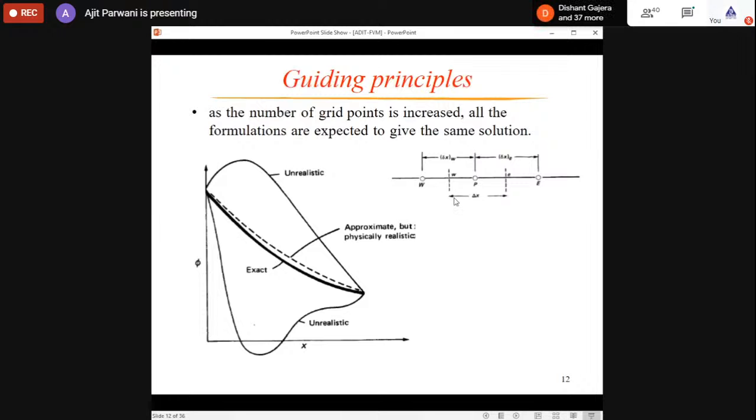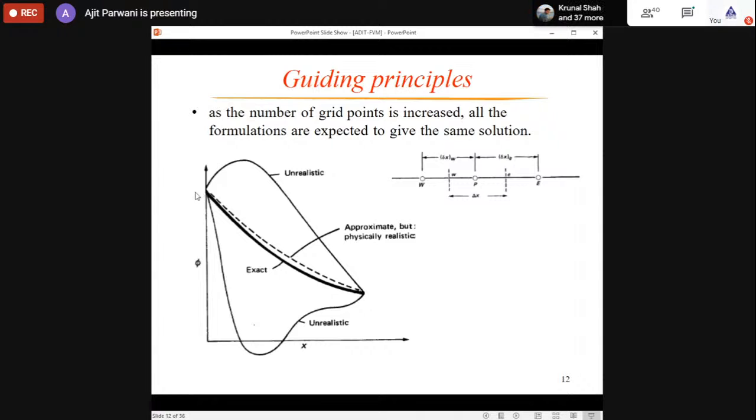Why is it an unrealistic solution? Because here the temperature is 200, here the temperature is 50. So how can the temperature at the point P be 500? It is very unrealistic. Or the temperature at P should not be equal to 10 degrees centigrade. Why not 10? Because if there is no heat generation term and only a conduction term is present, the temperature at P could not go below this 50 degree value or above this 200 degree value. So these are very unrealistic solutions.